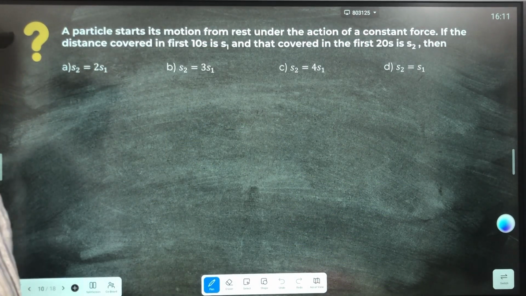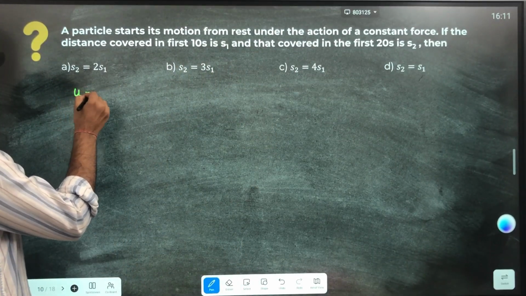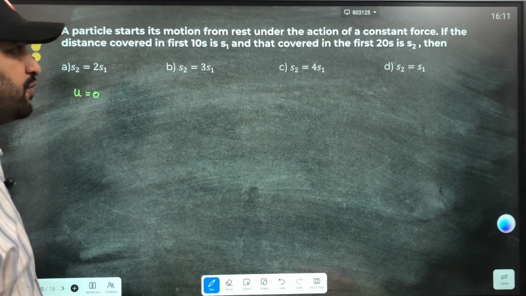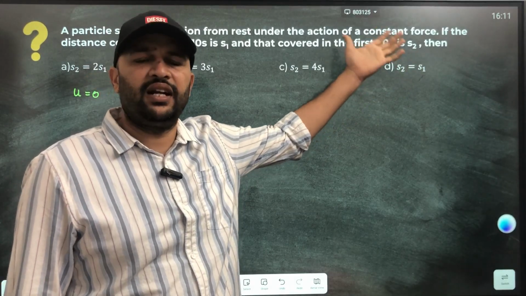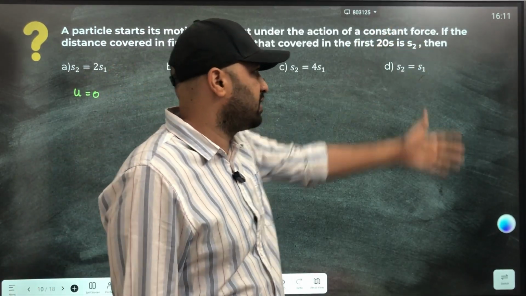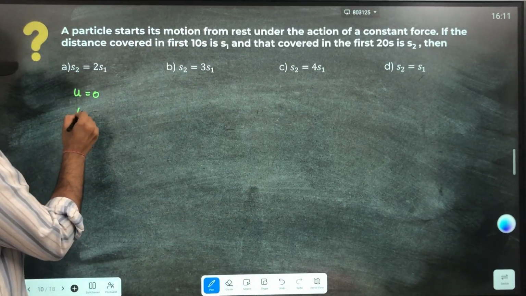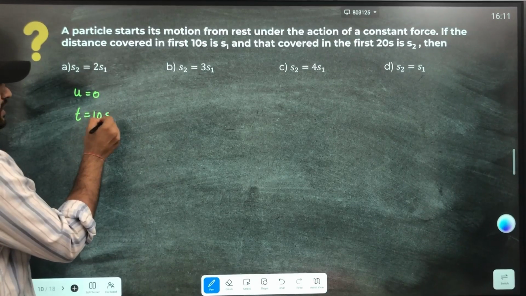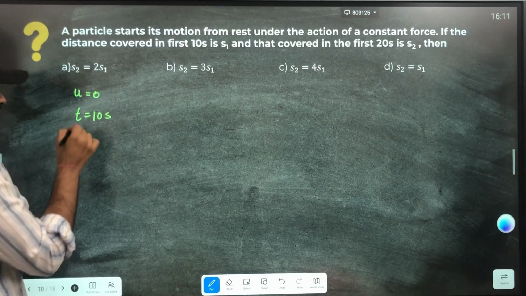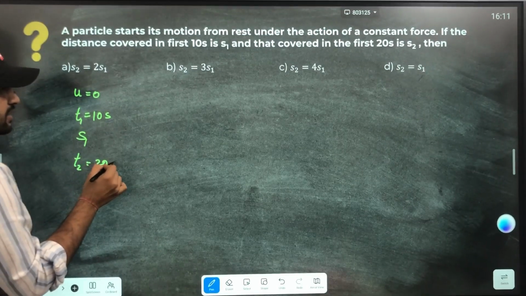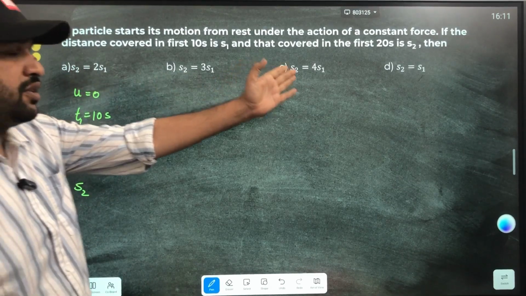Great. Our next question says a particle starts its motion from rest. So initial velocity u is 0, under the action of a constant force. Now be very careful, constant force, which means what will be constant? Acceleration here, because we are dealing with kinematics and not laws of motion. So here the acceleration will be constant. We'll keep it fixed. If the distance covered in the first 10 seconds is S1, and that covered in the first 20 seconds, T1 is this and T2 is 20 seconds, is S2, then which of the relations is true, right?